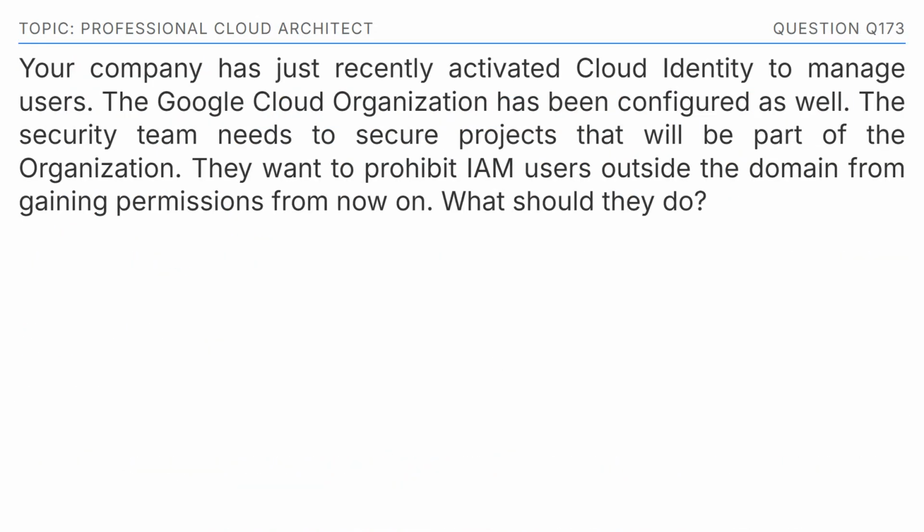Your company has just recently activated Cloud Identity to manage users. The Google Cloud organization has been configured as well. The security team needs to secure projects that will be part of the organization. They want to prohibit IAM users outside the domain from gaining permissions from now on. What should they do?